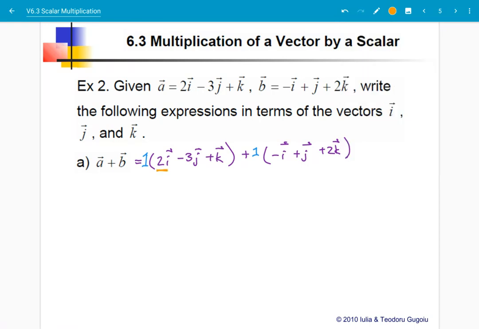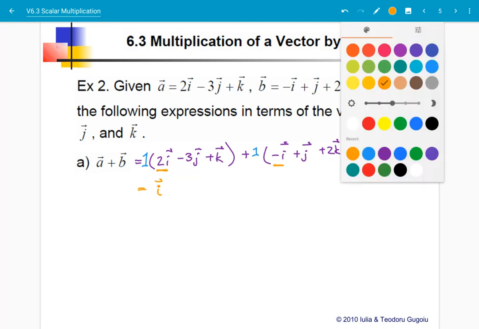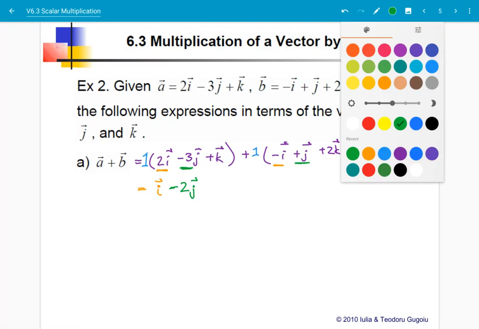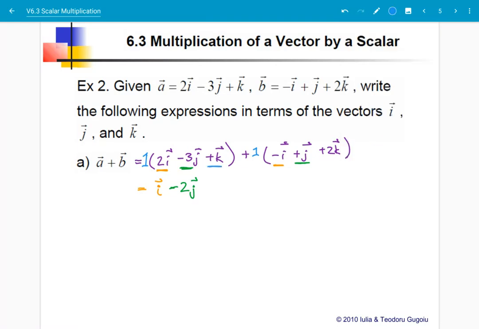So we have 2 i's minus 1i is just 1i, so we just write i. Then we have negative 3j plus j, negative 3 plus 1, negative 2 j's. And for the last term, we have 1k plus 2k, that's positive 3k's. Okay, i minus 2j plus 3k.